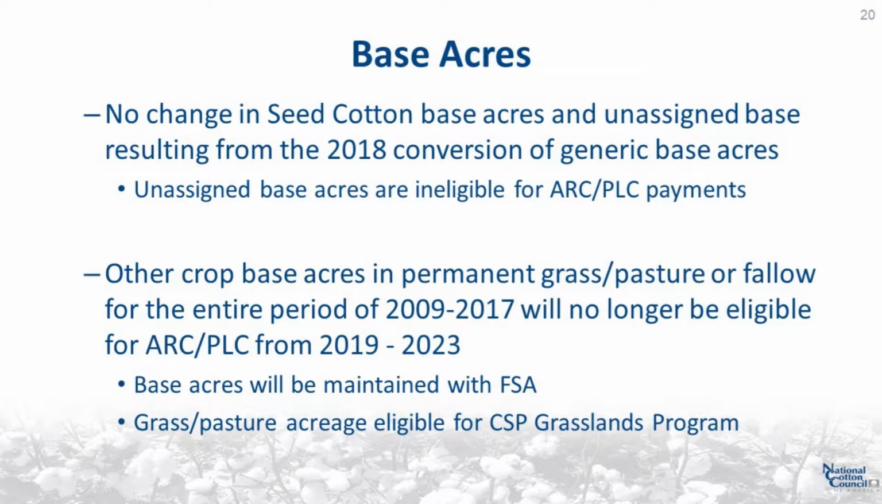Unassigned base acres are ineligible for ARC and PLC payments. However, a key change is that other crop bases in permanent grass and pasture, or fallow, for the entire period of 2009 to 2017 will no longer be eligible for ARC PLC from 2019 to 2023. The base acres will be maintained with the Farm Service Agency. Grass or pasture acreage is eligible for the CSP Grasslands program.